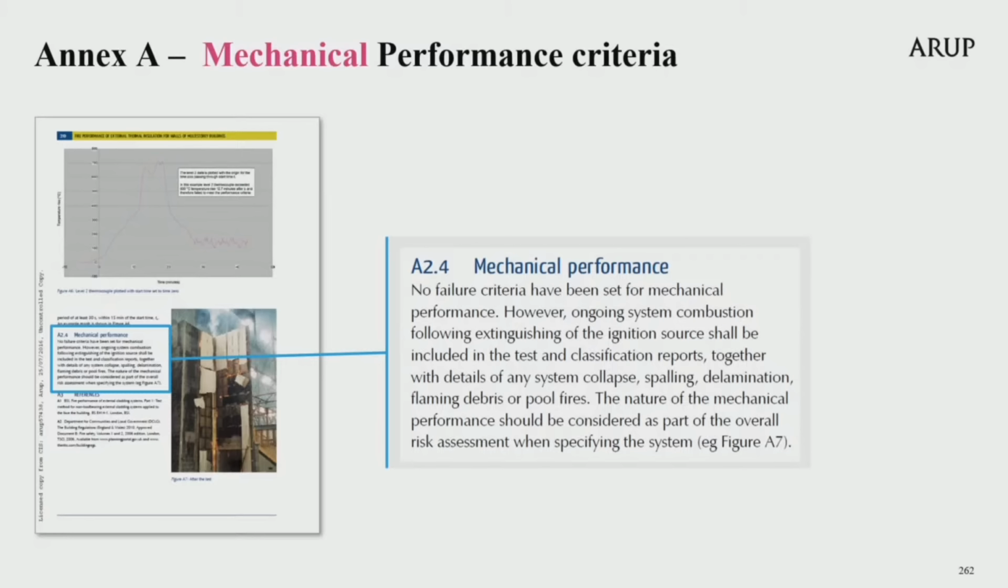However, ongoing system combustion following extinguishing of the ignition source shall be included in the test and classification report, together with details of any system collapse, spalling, delamination, flaming debris or pool fires. The nature of the mechanical performance should be considered as part of the overall risk assessment when specifying the system. This extract tells us that occurrences of mechanical failure, such as system collapse or delamination, can be recorded in the test report, but do not constitute a failure when classifying in accordance with BR 135.